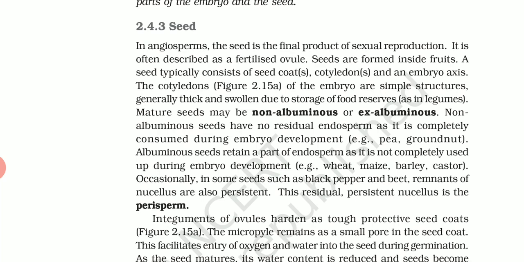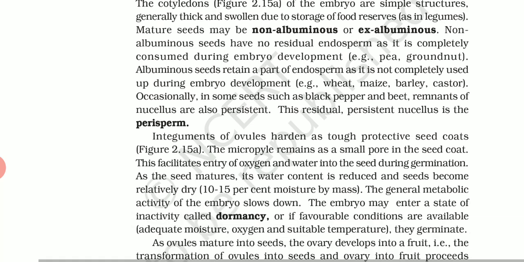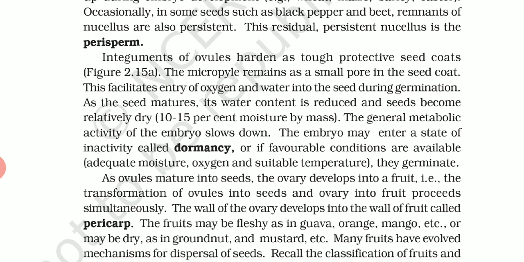As the seed matures, its water content is reduced by 10 to 15% by mass, and the seed usually becomes relatively dry. Now, some seeds enter a state of inactivity, and that is called dormancy. What is dormancy? The inactive state of the seed is called dormancy, isn't it? This dormancy usually happens during unfavorable climatic conditions, but on the return of favorable climatic conditions, the seeds become active and start to germinate.